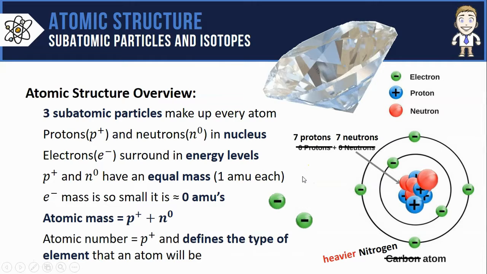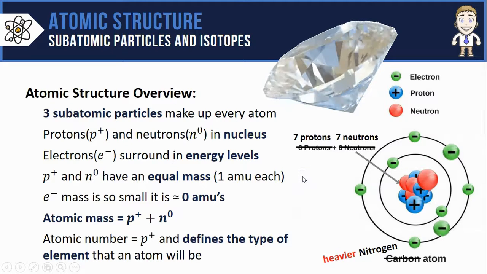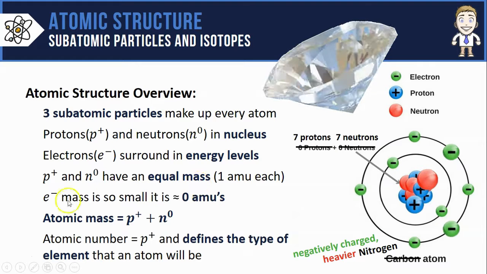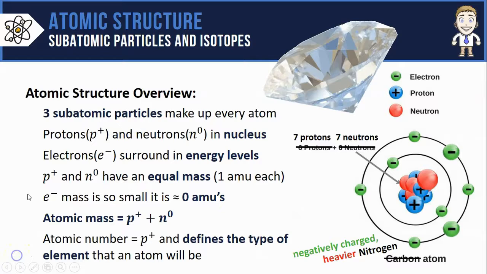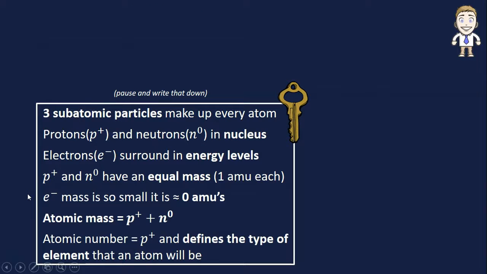We could do the same thing and add more electrons. These extra 2 would go into that outer shell. It would still be nitrogen. It's just now a negatively charged nitrogen because we've given it extra negative particles. This important list makes up some of the key ideas for this video, so it's a good idea to pause and take a moment to write them all down.